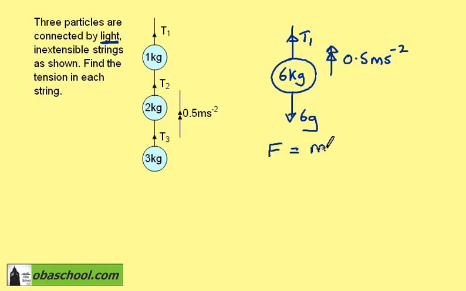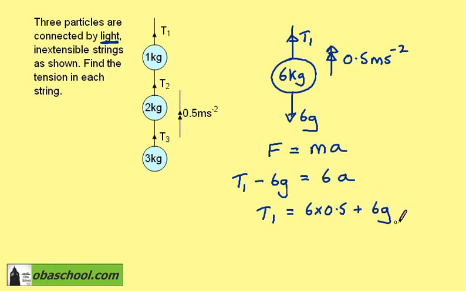Using F equals ma, the resultant force on this system is T1 take away the weight, and that's equal to the mass times the acceleration. So T1 is 6 times the acceleration, which we know is 0.5, plus 6 times g, which we'll take to be 9.8. And therefore T1 is equal to 61.8 newtons.